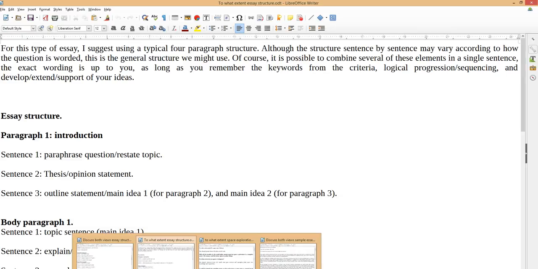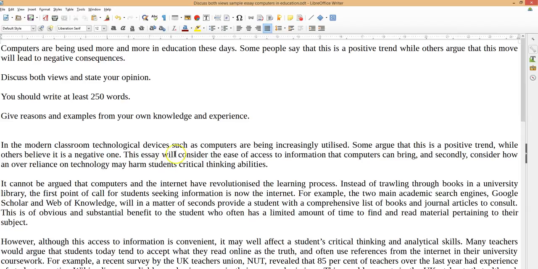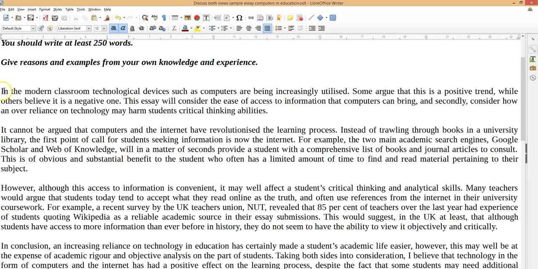Now let's have a look at an example, and I'll show you how this works. This is a very common question. You've probably seen this before. I'll just italicize it, make it bold. You can see it: Computers are being used more and more in education these days. Some people say that this is a positive trend, others argue it's a negative trend, etc. Discuss both views and state your opinion. As every essay says, 250 words, reasons and examples, etc. So let's look at the introduction then.